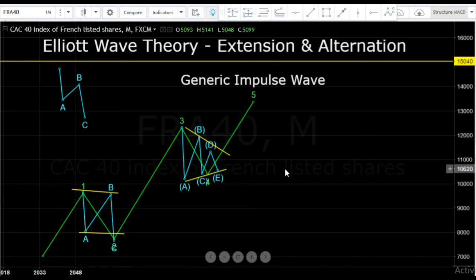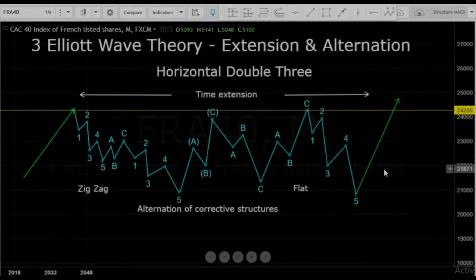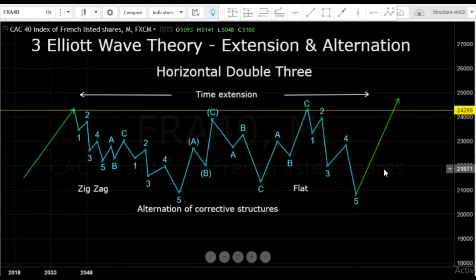So that's Elliott's alternation, and we'll find it in a lot of places, not just in impulse waves. We'll also find it in corrective waves, and particularly when we look at double threes and triple threes. Okay, so here we have a generic horizontal double three. This is exactly the type of thing we looked at in the last video, where we have a zigzag, we have any three as a connector or an X wave, and then we have a flat.